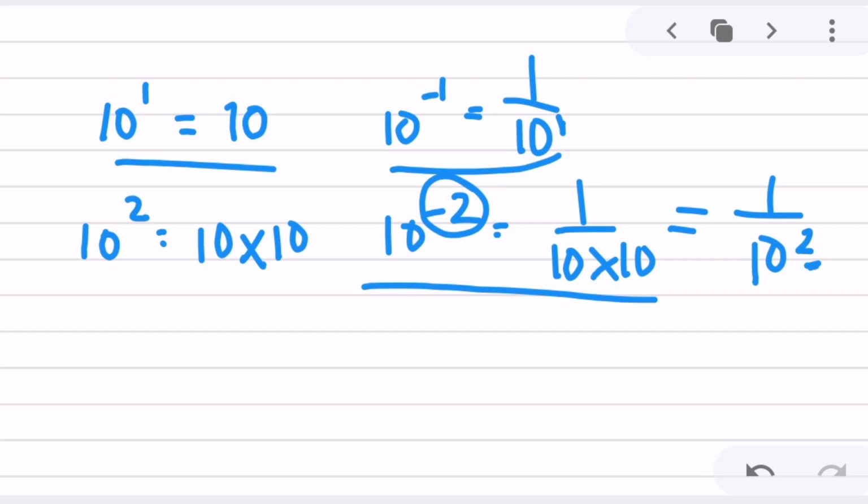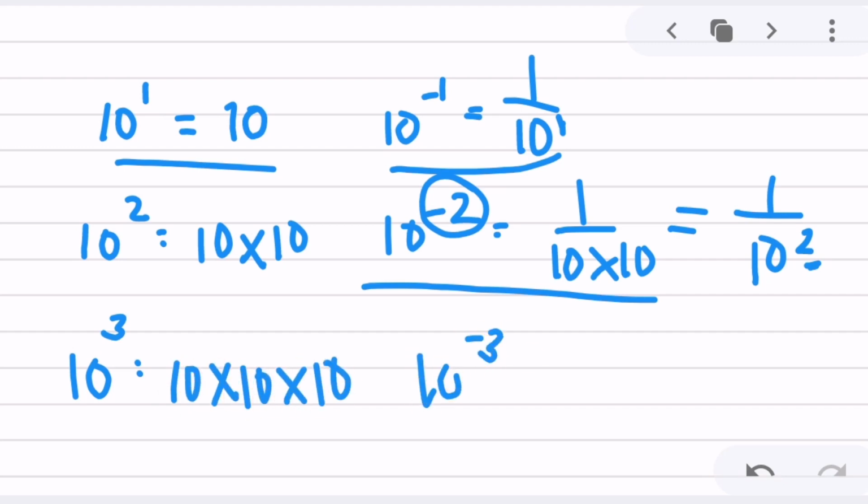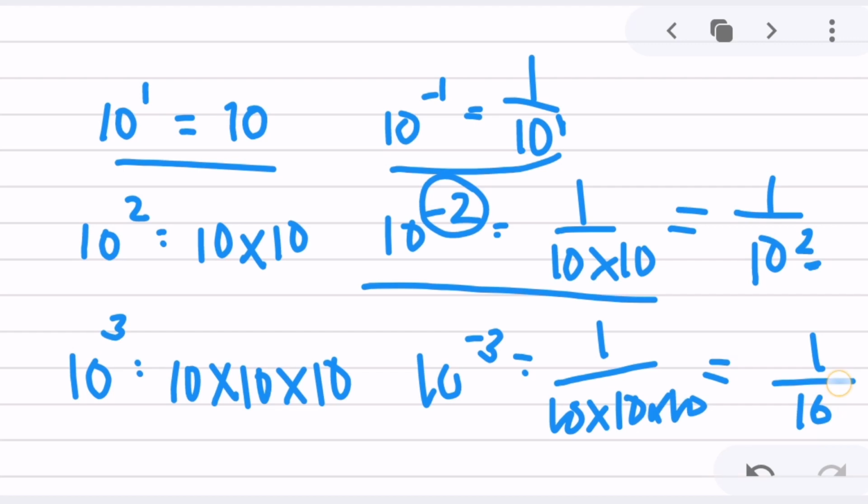Same thing will happen if we have 10 raised to positive 3, which is 10 times 10 times 10. While for 10 raised to negative 3, that is actually 1 over 10 times 10 times 10, or simply 1 over 10 raised to positive 3.